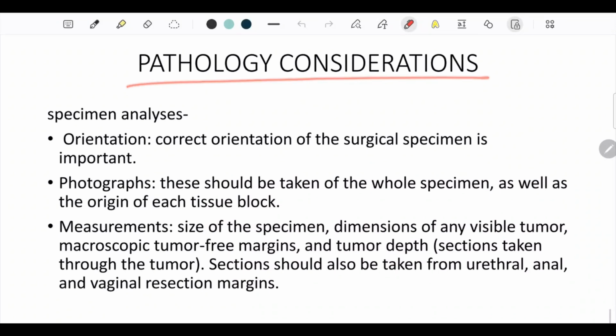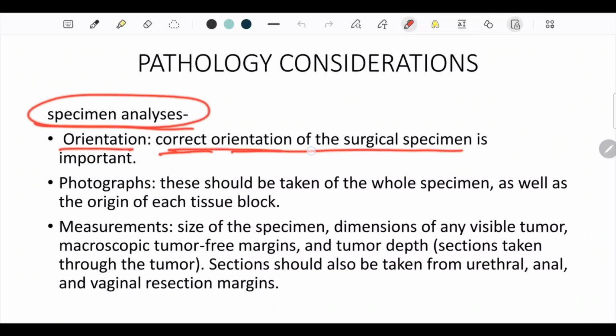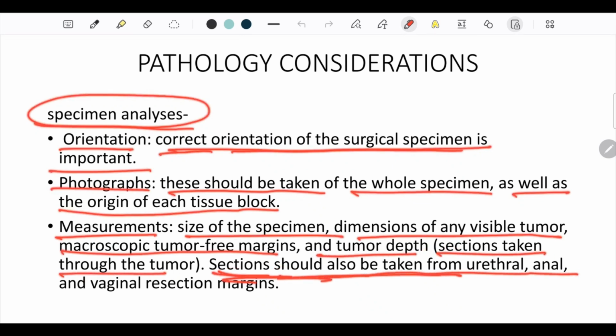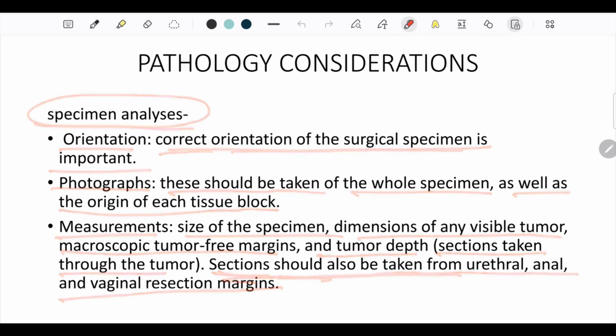Pathology considerations. Specimen analysis. Correct orientation of the surgical specimen is important. Photographs should be taken of the whole specimen as well as the origin of each tissue block. Measurement: size of the specimen, dimension of any visible tumor, macroscopic tumor-free margin and tumor depth. Section taken through the tumor. Sections should also be taken from urethral, anal and vaginal resection margins.